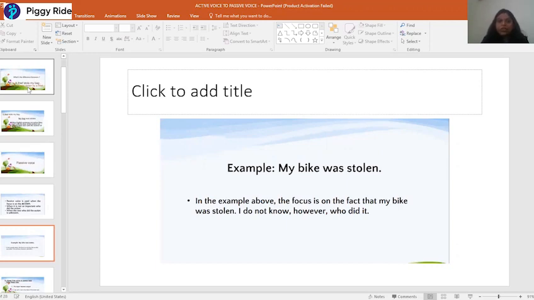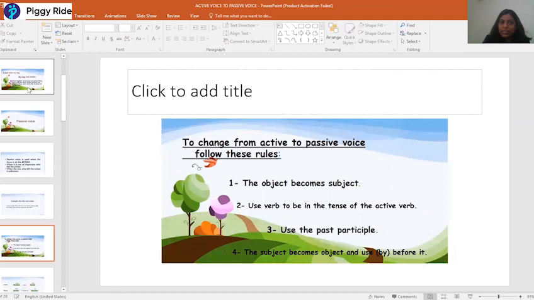My bike was stolen. So in the example above, the focus is on the fact that my bike was stolen. I do not know whoever did it. So remember it. In this particular example, my bike was stolen. Our focus is on the fact that my bike was stolen. However, I do not know who did it, right?